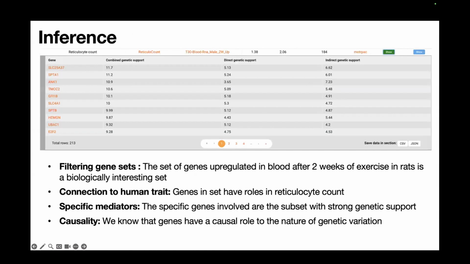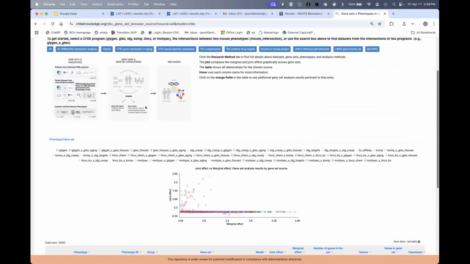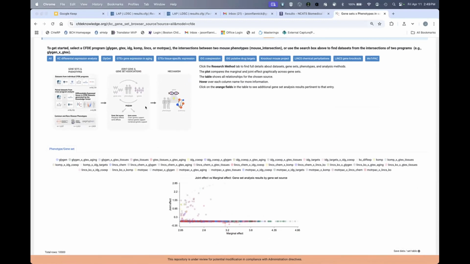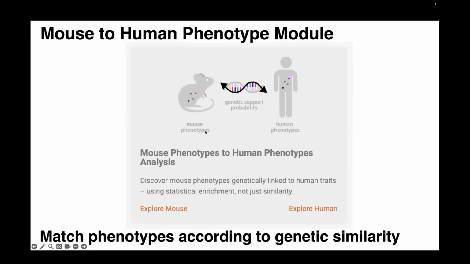But as I said, it's quite complicated, right? And what we found when we put this up is that a lot of this is too much information for a lot of people. So we've tried to simplify even more and make even more specific user interfaces that ask even more specific questions tailored to people. And in this case, this is a specific application of this method around mouse genetics, okay?